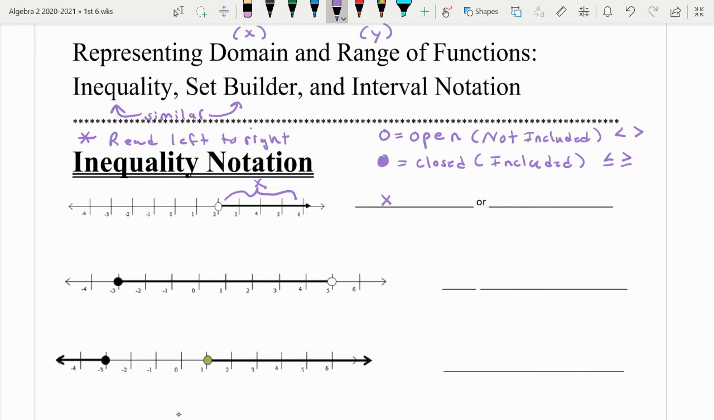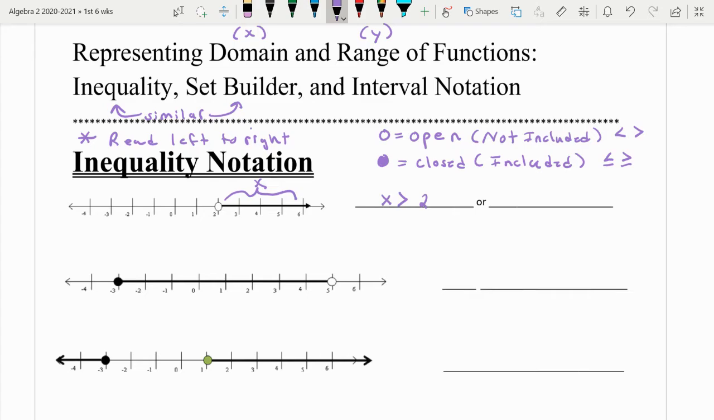So this arrow means it just keeps going to the right. So we know that it starts at 2. We know that it's open, so it's going to be one of these. So all my x values are bigger than the 2. As I move to the right from 2, everyone's bigger, 0.1, 0.2, 0.3, all the way to infinity. So we're going to say x is greater than 2.